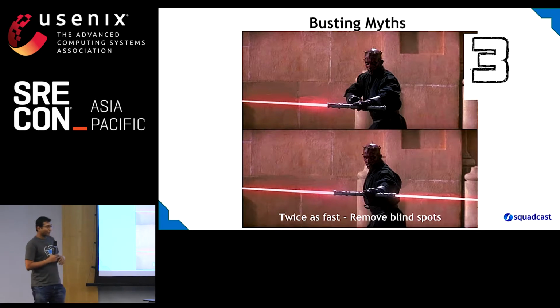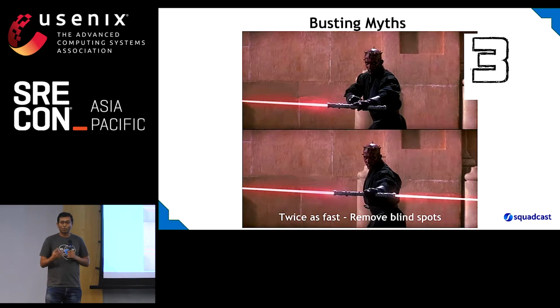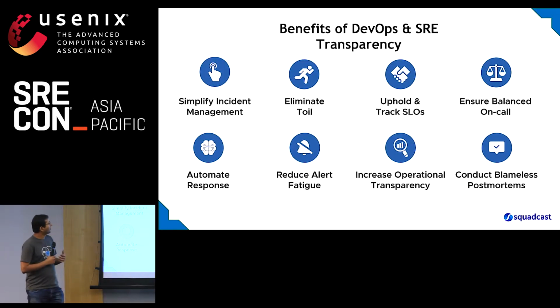There's another myth that if you're transparent about everything, things get complicated because everybody has to understand stuff, but it's actually twice as fast because it removes all the blind spots in terms of the metrics that you're sharing. Benefits of DevOps and SRE transparency: this is some of the things that you could probably get if you follow a transparent culture in your SRE organization.